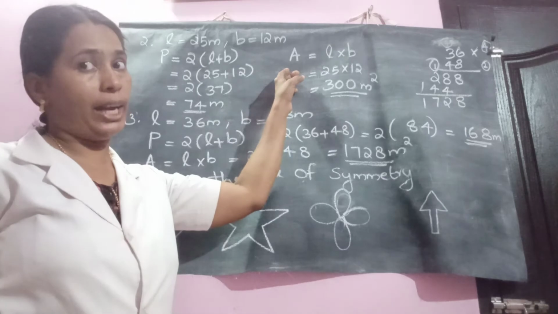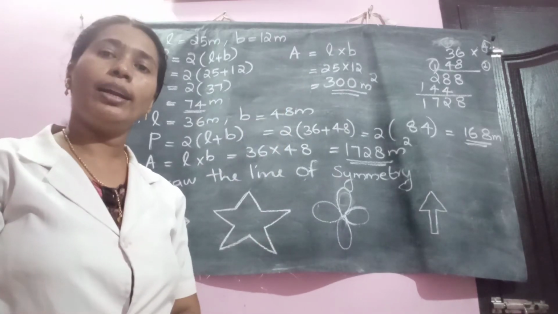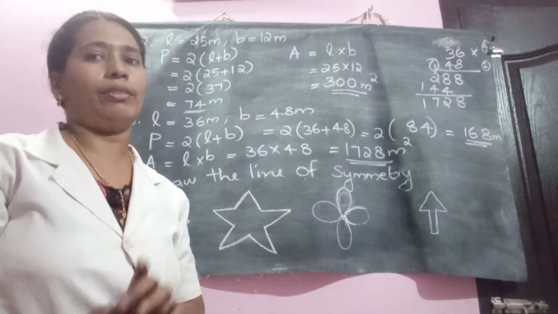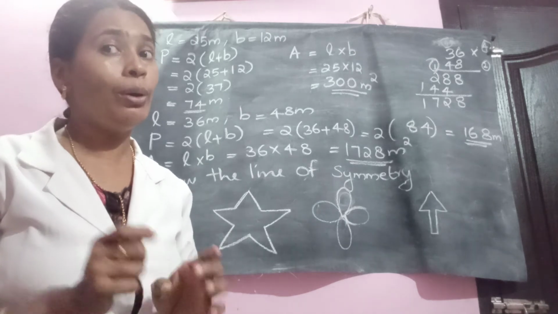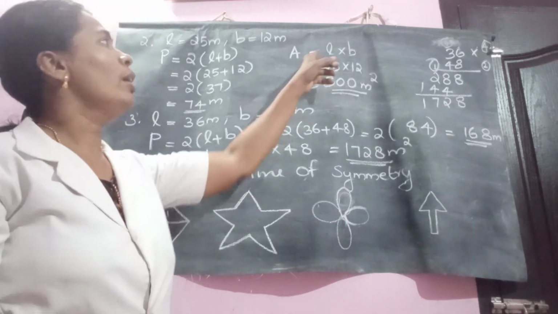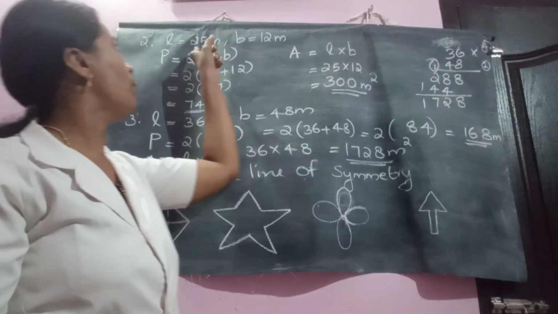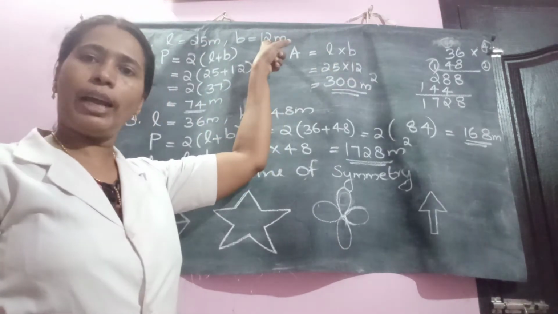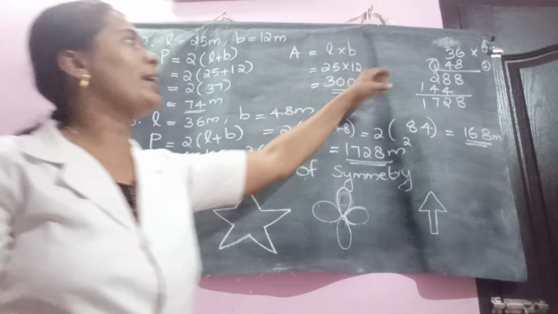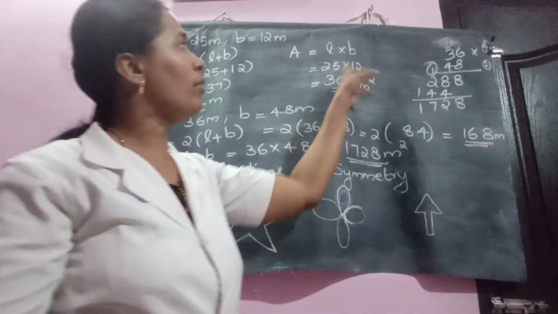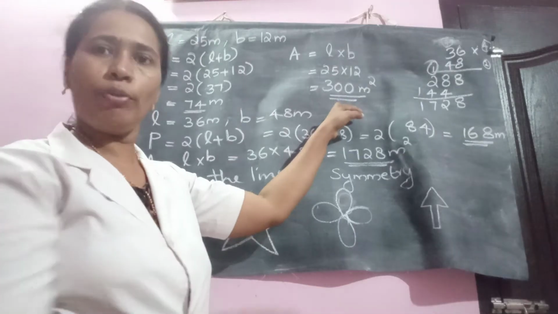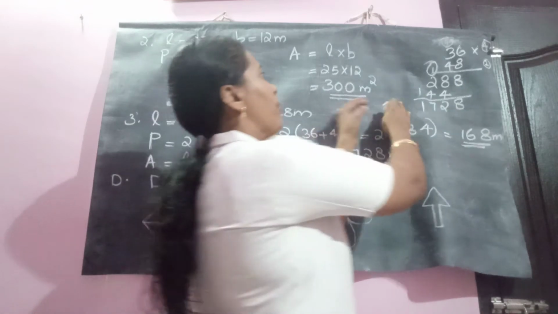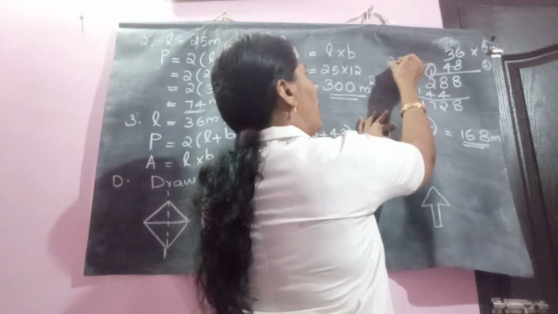Learn the formula by heart. Area equal to what? Length into breadth. Length how much is given? 25. Breadth how much is given? 12. Multiply. The multiplication 25 into 12 is 300. If you want, the teacher will multiply. That is 25 into 12.